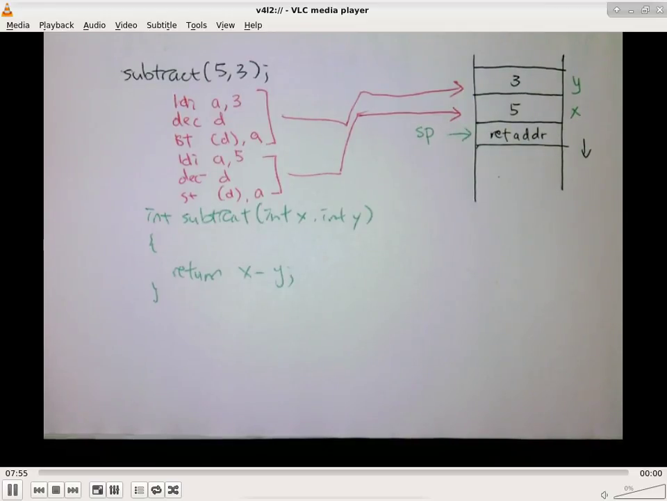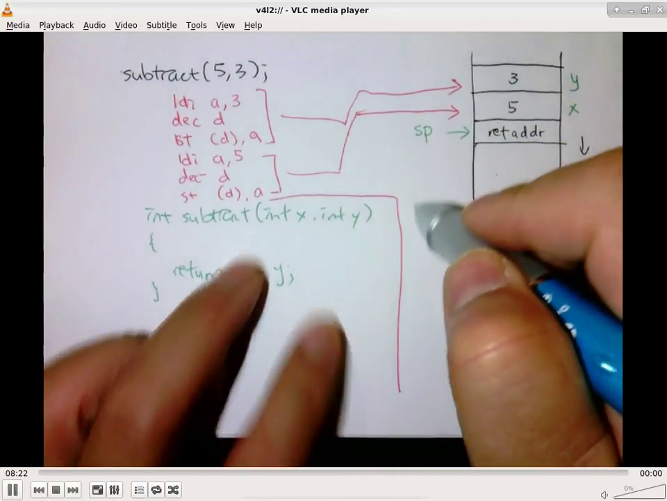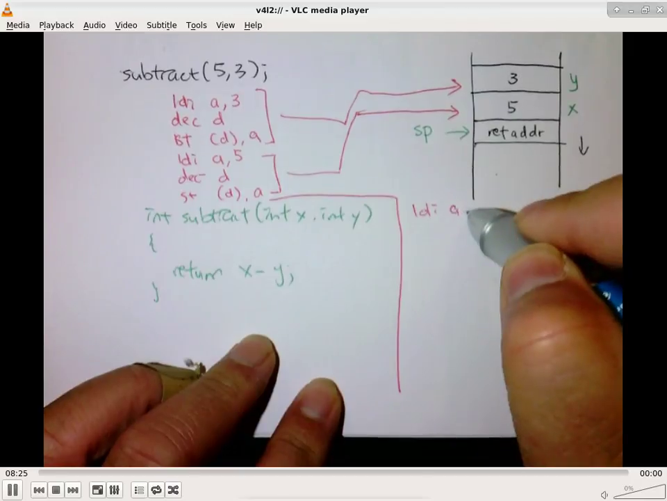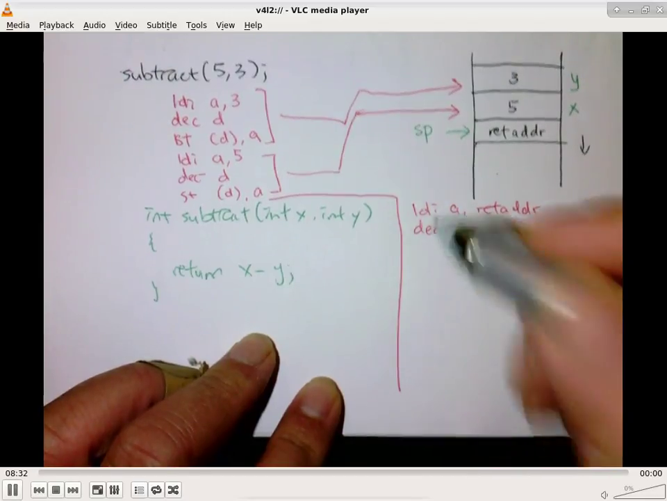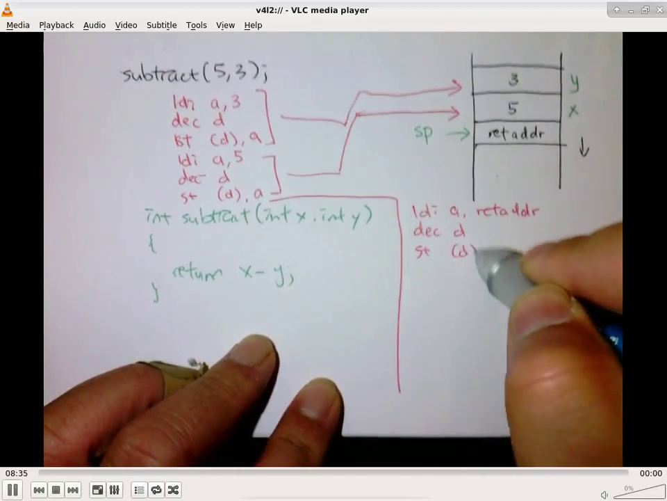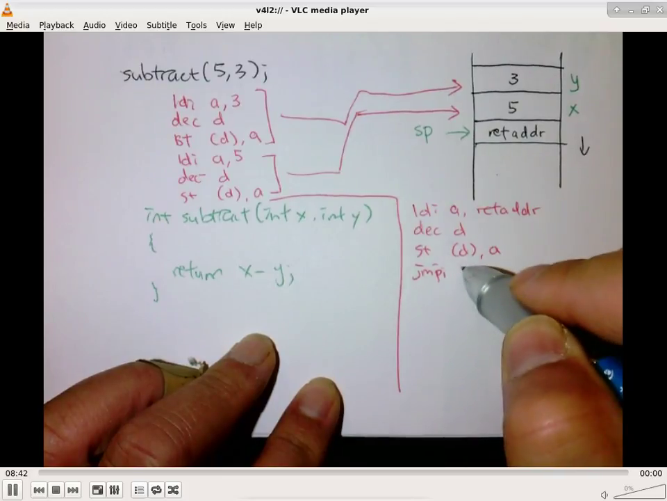And then the rest is something that we talked about last week already, which is pushing the return address on the stack. And then we do an unconditional branch to the subroutine called subtract. Is that okay? So the rest of the code is to push the return address. It becomes LDIA and then whatever label you want to use for the return address, and then decrement D again because we're pushing something on the stack, and then another ST instruction to store the return address on the stack. And then we can now do a JMPI instruction to jump to the subroutine called subtract here.